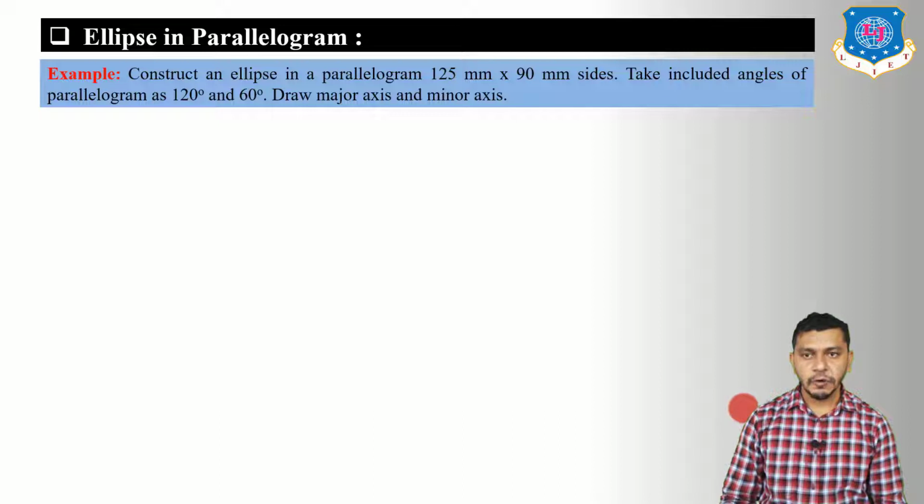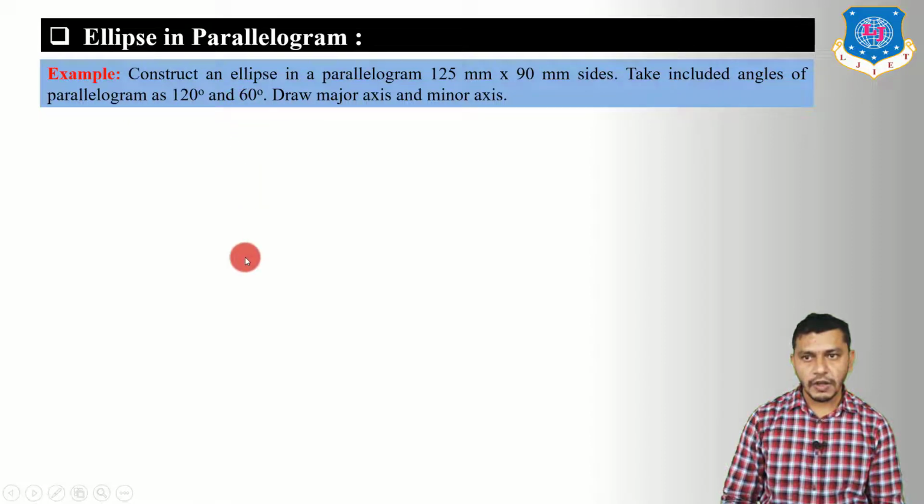So the given content for the problem is: construct an ellipse in a parallelogram having sides 125 mm and 90 mm respectively. Take the included angles of the parallelogram as 120 degree and 60 degree. Draw the major axis and minor axis. So here we have to find out the major axis and minor axis, and we have to draw them. The side lengths of the parallelogram are 125 mm and 90 mm, and the included angles are 120 degree and 60 degree.